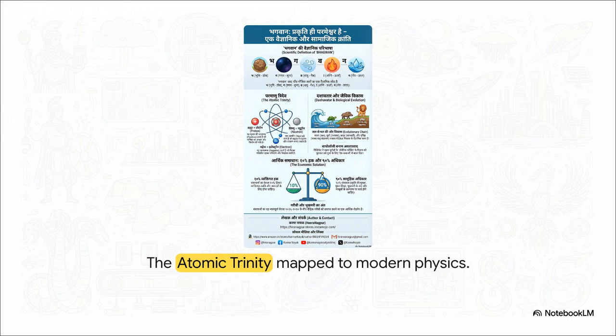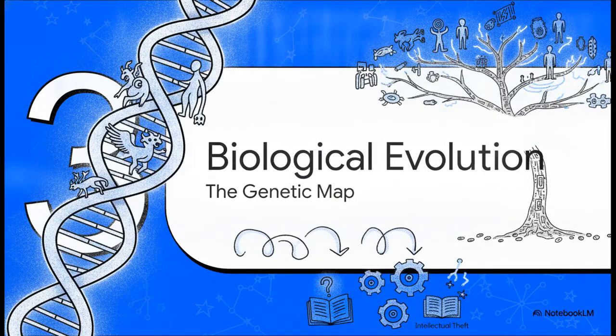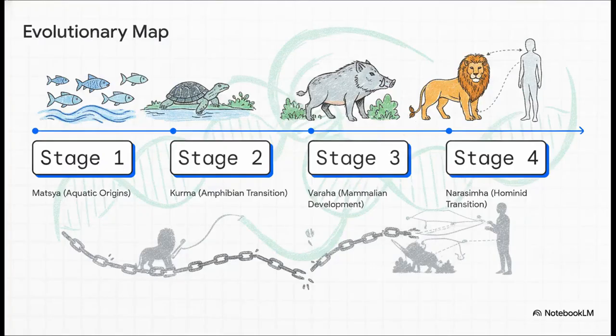inquiry with ritualistic fear. Next up, we shift from physics to biology in Section 3, avatars as biological evolution and the genetic map. The text deconstructs the Dash avatar, the 10 avatars of Vishnu, but not as supernatural descents. Instead, it reads them as an incredibly accurate ancient documentation of biological evolution.